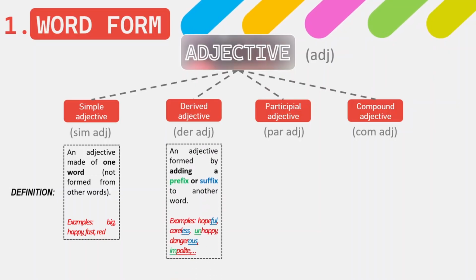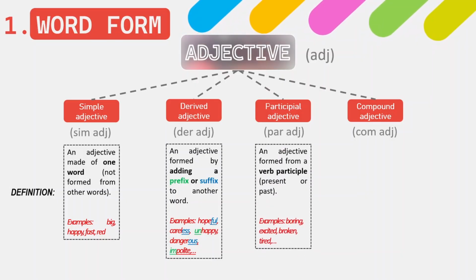A derived adjective is formed by adding a prefix or suffix to a root word, noun, verb, or adjective. The added element changes the word into an adjective or modifies its meaning. For example, hurtful, careless, unhappy, dangerous, impolite.